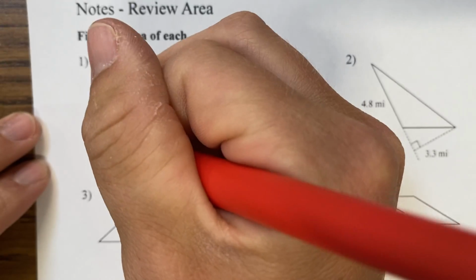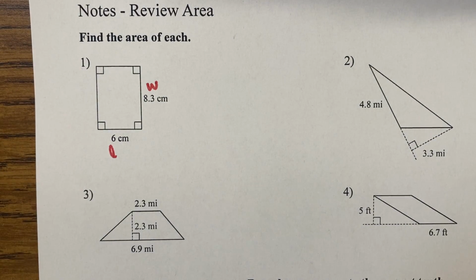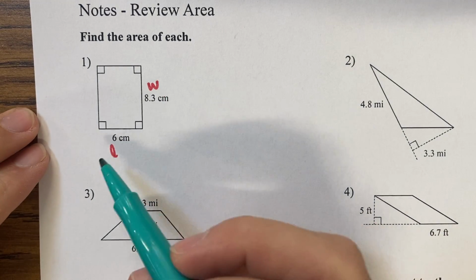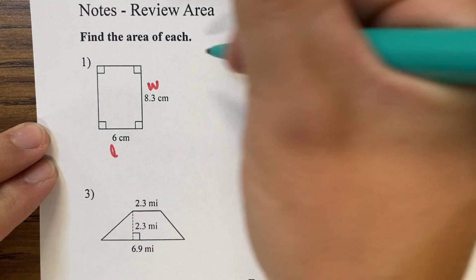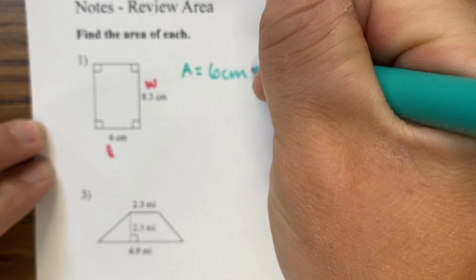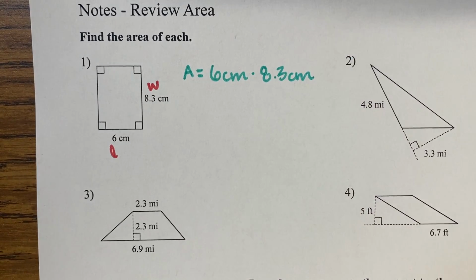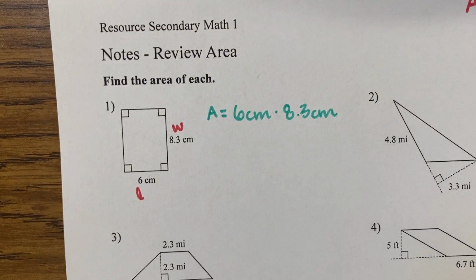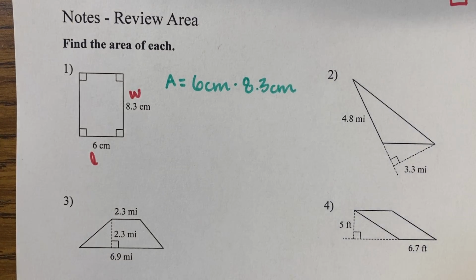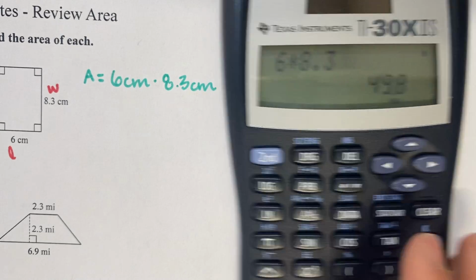Okay, well, I'm going to say that my 6 centimeters is my length and my 8.3 is my width. Okay, now that I know my length and my width, I'm going to plug them into my formula, which is area equals length, 6 centimeters, times my width, 8.3 centimeters. Beautiful. Now that we have that all plugged in, we can go ahead and type it into our calculator. So I have 6 times 8.3, and that gives me 49.8.